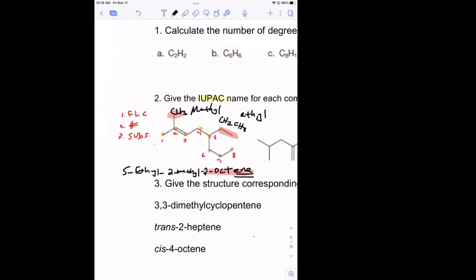So you find the longest chain, you number it, and then you find your substituents, right? And then you name it. All your substituents come in alphabetical order. Questions? Any questions about that? All right, let's go down to the next question.